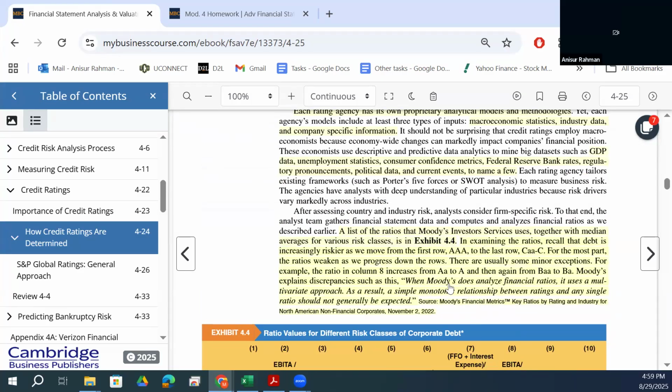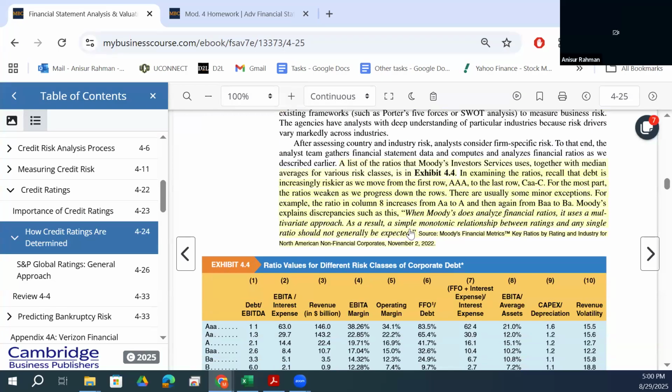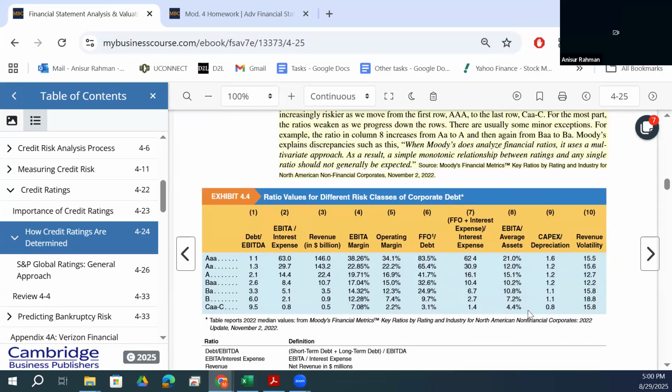So when Moody's does analyze financial ratios, it uses a multivariate approach. So you can think of it as a tool like multiple regression, right? Not one variable. As a result, a simple monotonic relationship means you will see the direction of the relationship in the same way.